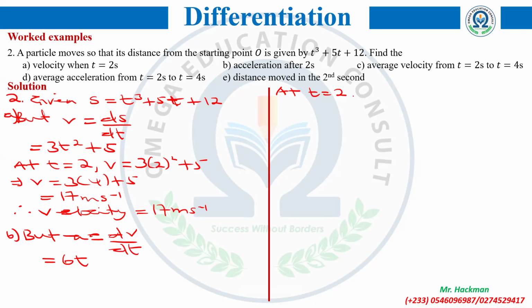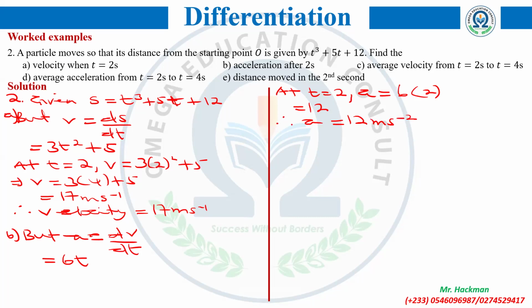So now at t is equal to 2, your a will be 6 into 2, so that will be equal to 12. In this case, therefore, your acceleration will be equal to 12 meters per second squared.